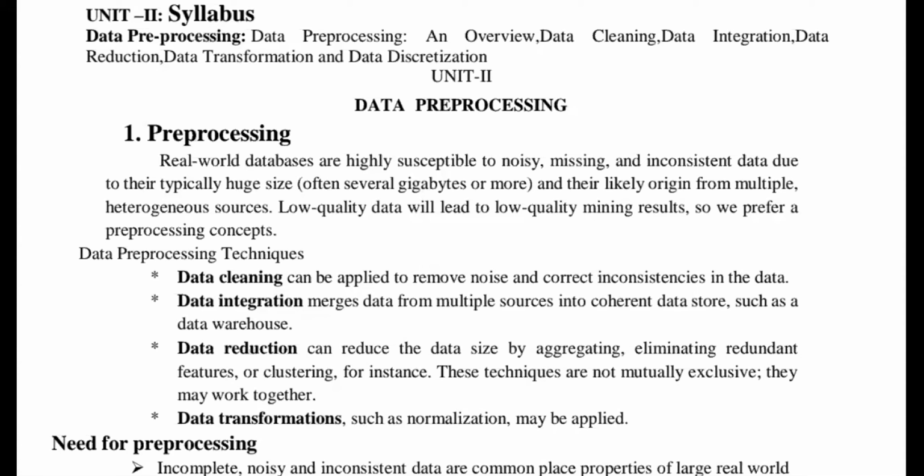And with data reduction, we can reduce the data size. For example, you have huge data, nearly 1 million records. You don't want to process all the records, only a few of them. So the entire data you have to reduce by using aggregation, eliminating redundant features, and clustering for the instances. Using those methods, the data is reduced.